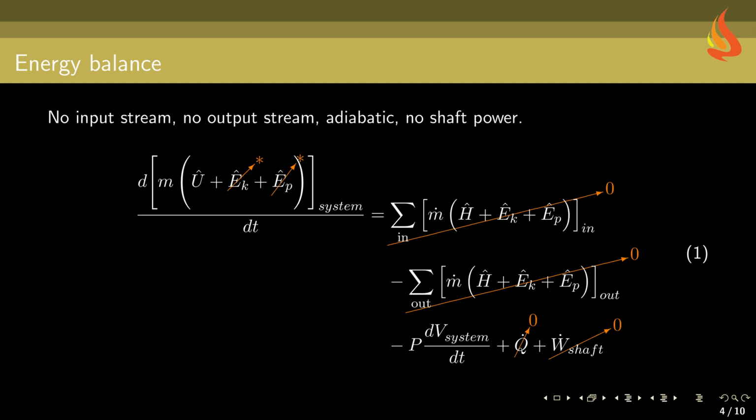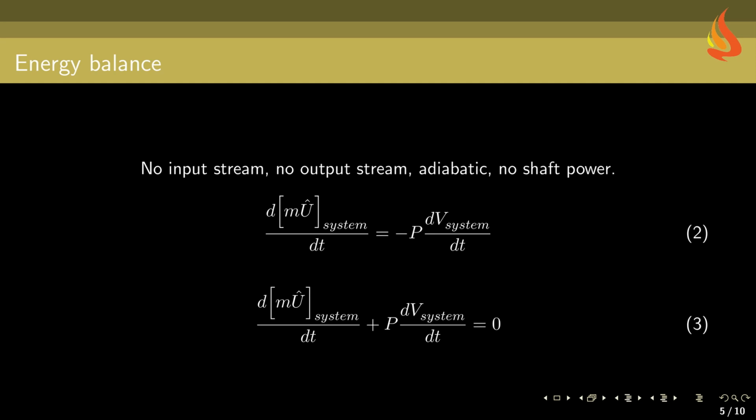There are no input streams and no output streams, and therefore the enthalpic terms that are associated with streams are cancelled. The process is adiabatic, and therefore the heat transfer rate is crossed out. There is no shaft power in this process, and we cross out the corresponding term. The changes to kinetic and potential energies are also irrelevant in this problem. Equation 2 shows the remaining terms after all these cancellations.